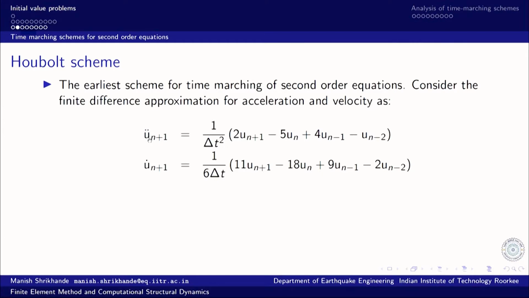So, the first scheme, one of the earliest schemes to directly integrate the second order differential equation, is based on finite difference approximation of the derivatives, and that is called the Houbolt scheme. So, derivatives are obtained as u n plus 1 double dot, the acceleration at the next time instant, can be obtained as this kind of finite difference approximation. So, for acceleration we have this, and for velocities we have this kind of expression.